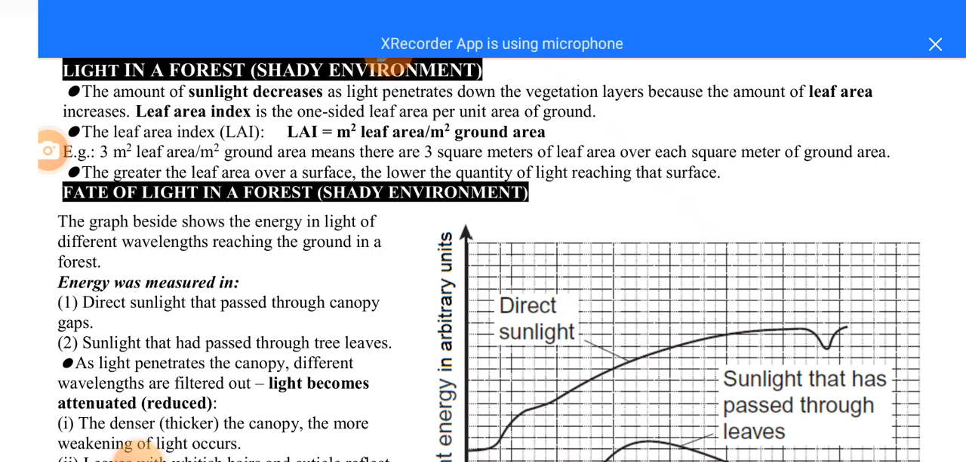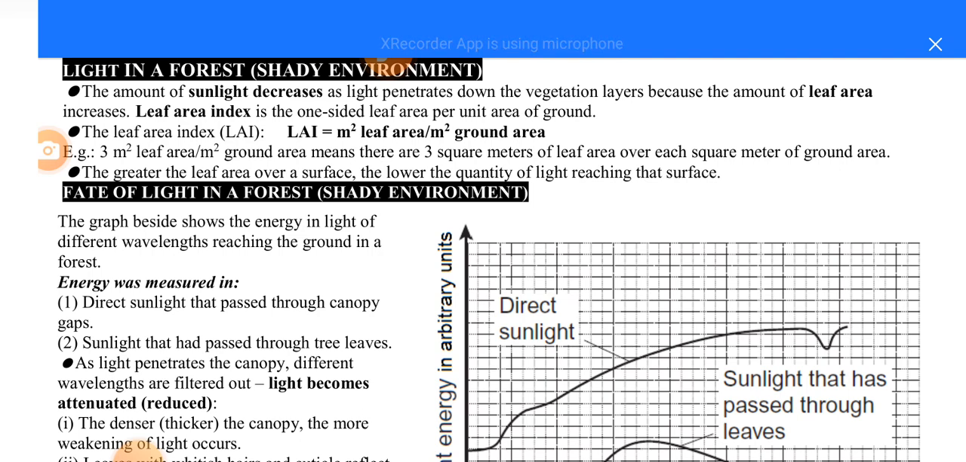Then we have another kind, which is called the shady leaves. Shady leaves are leaves that grow on branches exposed to light that goes through leaves. That is also important to note here in light in a forest. The amount of sunlight decreases as light penetrates down the vegetation layers because the amount of leaf area increases. Now, what we are going to look at is called the leaf area index.